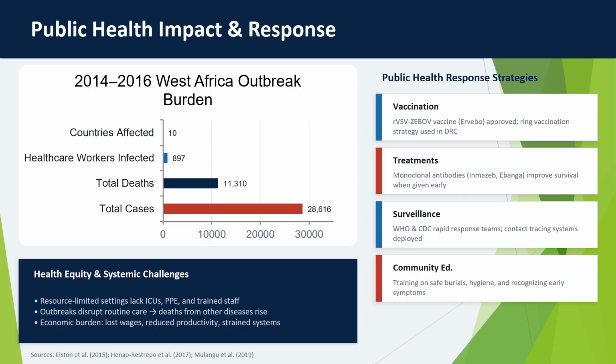The global public health response has evolved significantly. The rVSV vaccine, now approved as Ervebo, was used in a ring vaccination strategy during the 2018-2020 DRC outbreak and proved highly effective. Monoclonal antibody treatments like Inmazeb and Ebanga have improved survival rates when administered early.